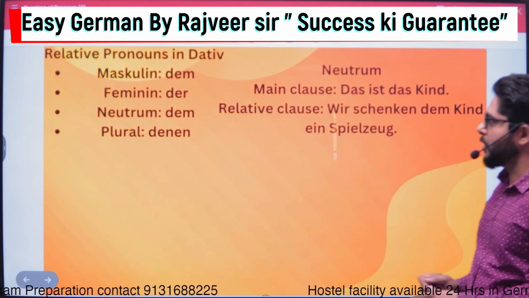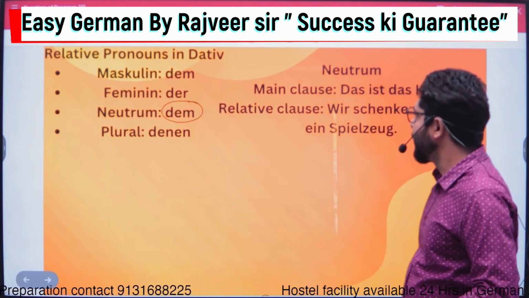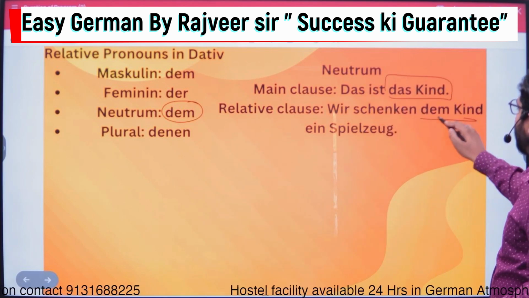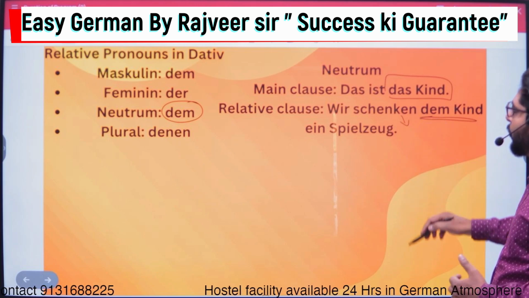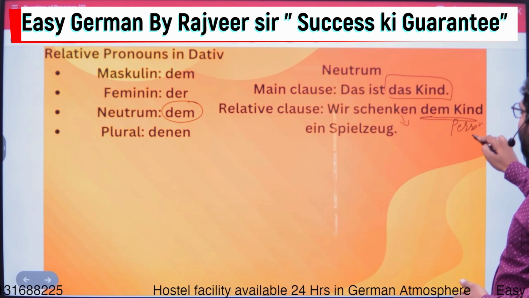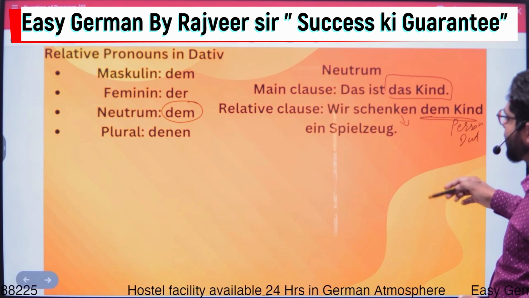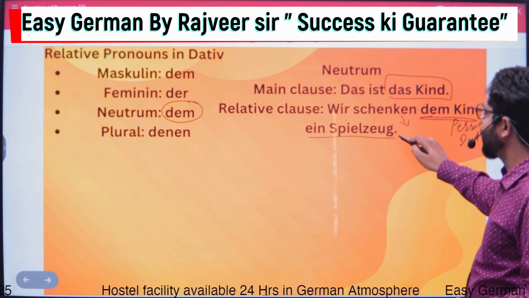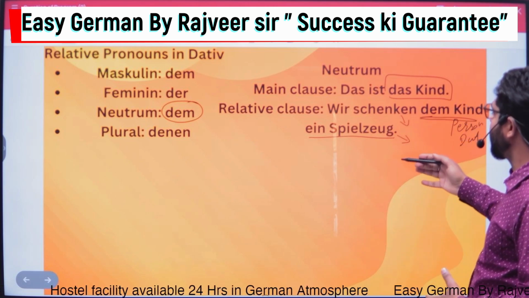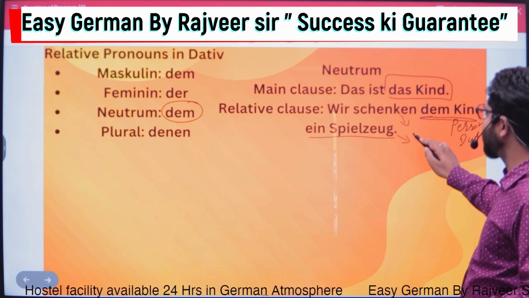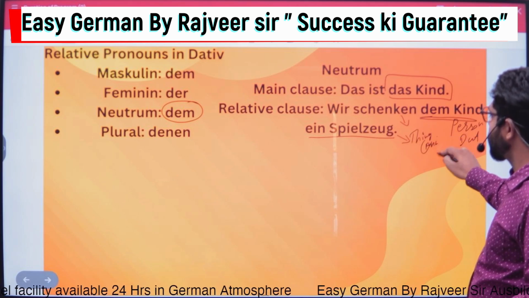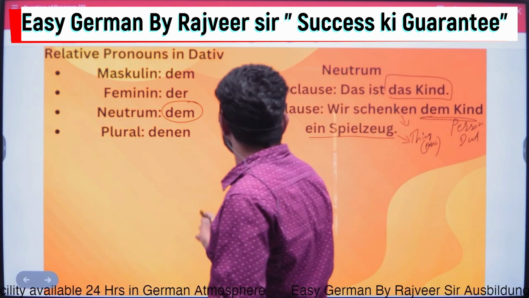Next we are moving to neutral. In the neutral you can see here dem. So das ist das Kind. We are schenken. We are sending. Whom are we sending? That is a person and that is dative. The child, to the child. And what are we sending? Spielzeug. Ein Spielzeug. Spielzeug means toy. So that is a thing, and a thing is in accusative. So how will we make the sentence?